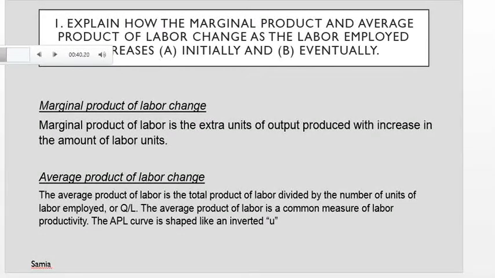And for the average product of labor, average product of labor equals total output divided by the amount of labor employed. The average product of labor is a common measure of labor productivity. And the APL curve, the average product of labor curve, is always shaped like an inverted U. And why is it always shaped like an inverted U? Because of the diminishing marginal return.